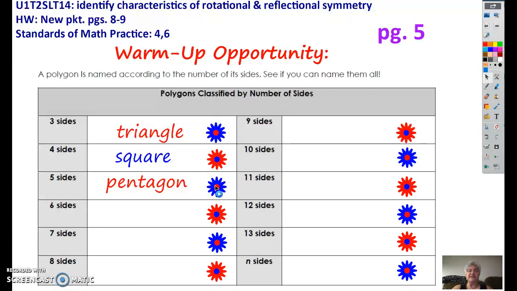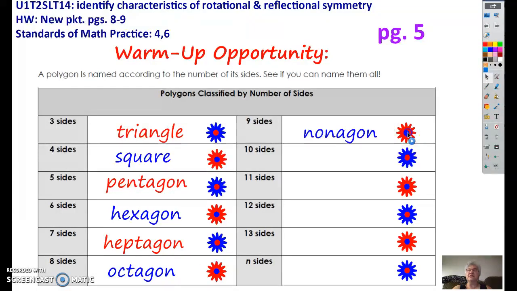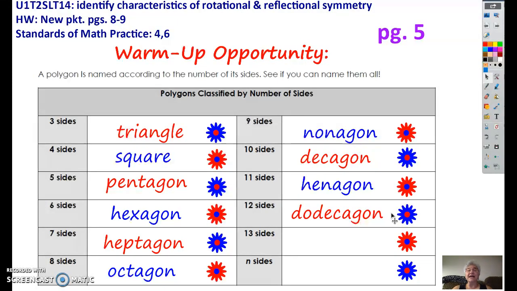Pentagon is 5 sides. Hexagon is 6. Heptagon is 7. 8 is octagon. 9 sides is nonagon. Decagon for 10 sides. Hendecagon for 11. Dodecagon for 12. 13 is tridecagon. And any n sides in a regular polygon, we say n-gon. So please hit pause again so students can write down some of these more unfamiliar names.